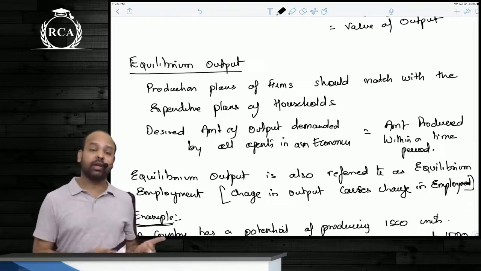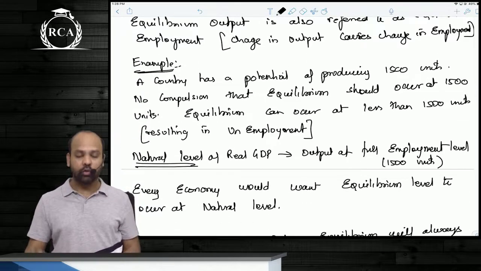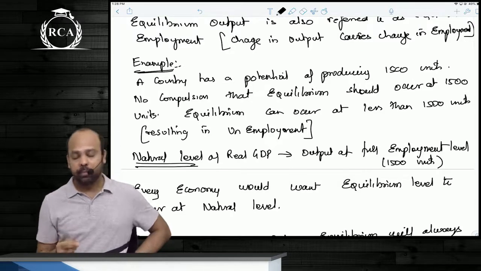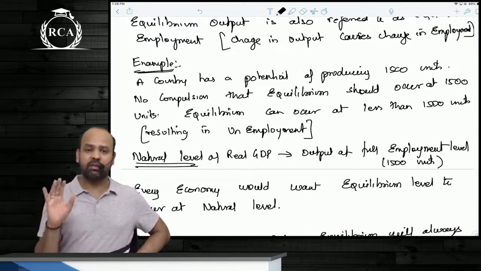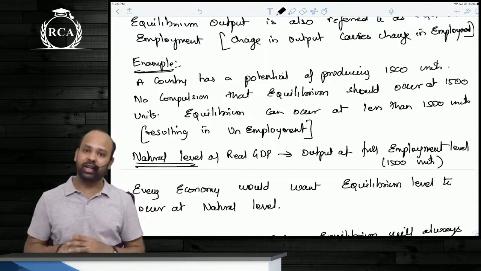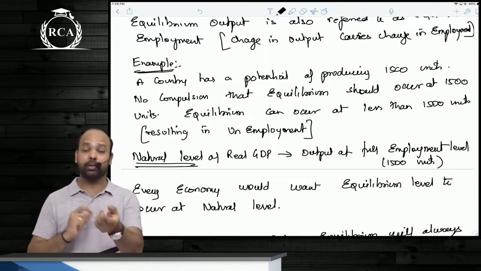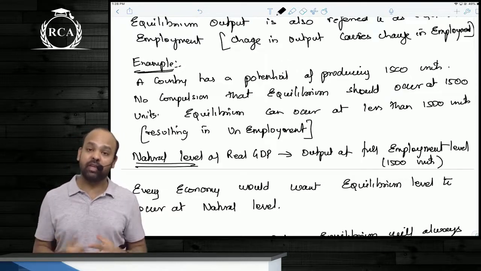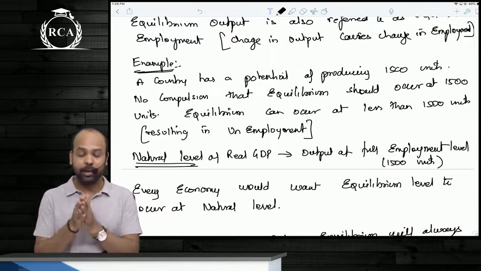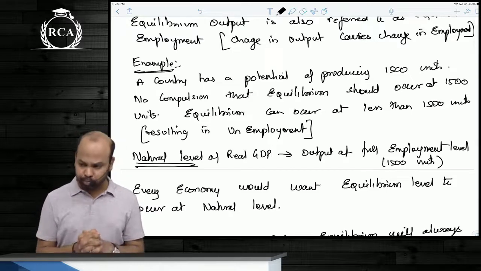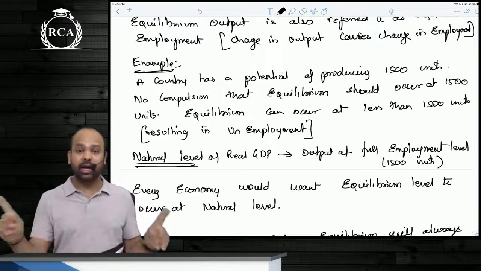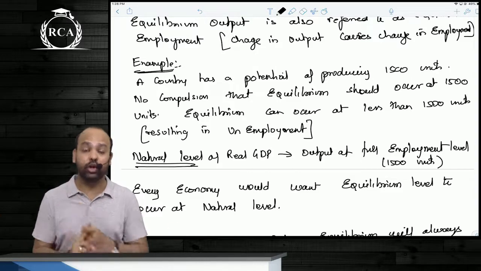As per your classical economists, the equilibrium level will always occur at the full employment level. The markets are self-sustaining, guys. Government does not have to intervene. They will automatically adjust, though there will be temporary deviations from the natural level of real GDP, but there is enough price and wage flexibility that they will come back to the natural level. But as per Keynesian economists, the Keynesian theory, markets are not self-sustaining. Government has to intervene.